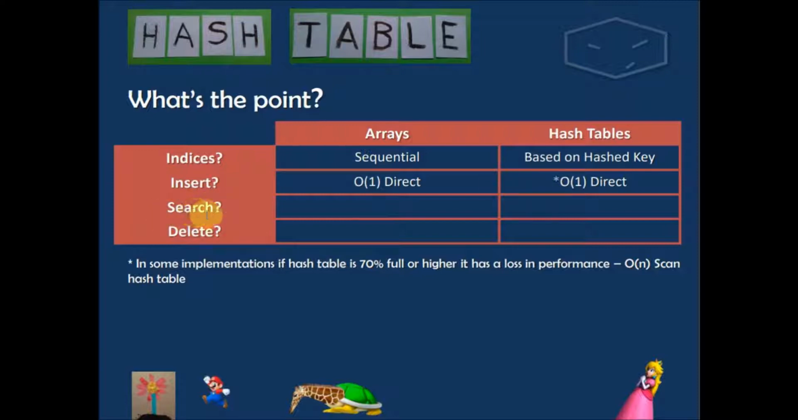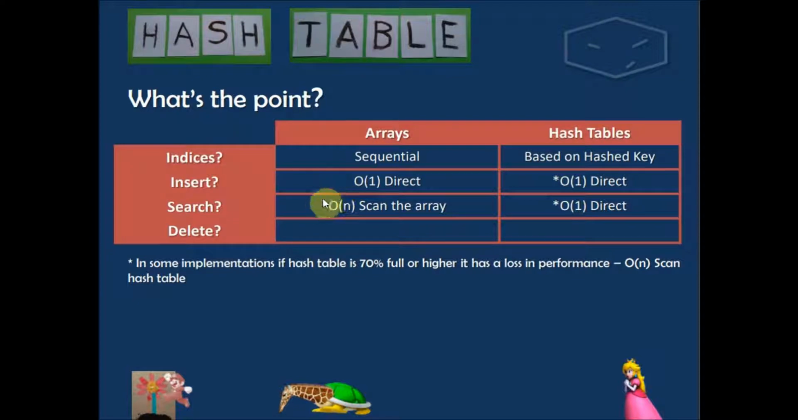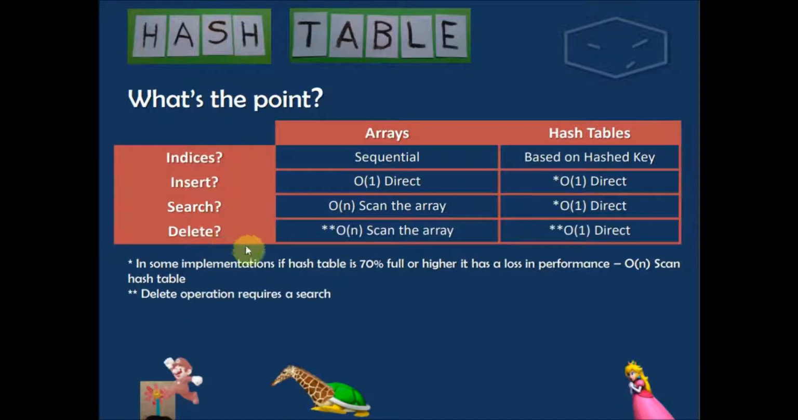Let's see the search cost. In arrays it is O(n) because you have to search in the array until we find the right element that we are searching for, and if the array doesn't contain the element we have to scan the entire array. In hash tables it is O(1), almost direct. The delete operation is O(n) for arrays, and for hash tables it is O(1).